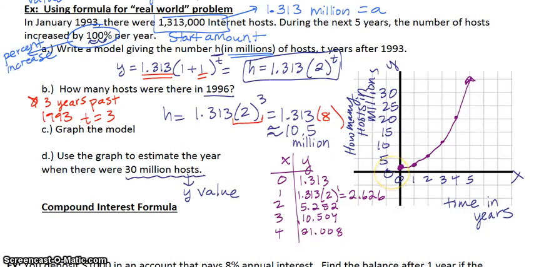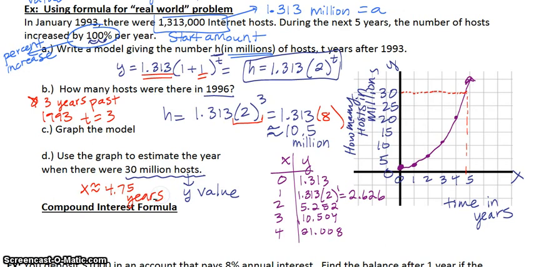All right, part D. Use a graph to estimate the year when there were 30 million hosts. That's my Y value. So I'm going to draw in a line, if you need to help yourself, but I'm looking for that spot. Let's scroll down. It looks like it's at approximately 4.75, and that's a guesstimate, but that's the best we got. So I'm going to guesstimate 4.75 years.